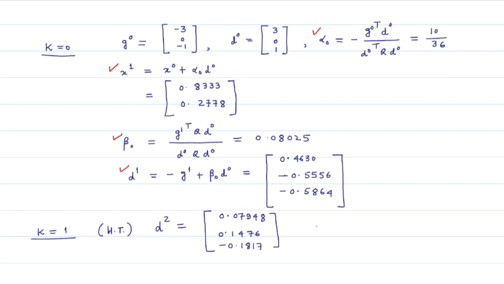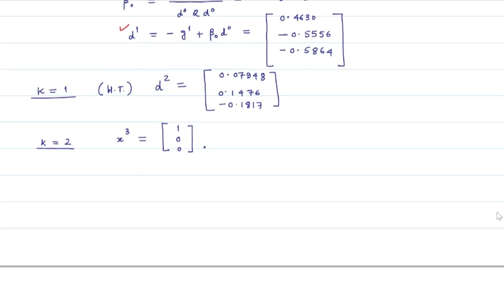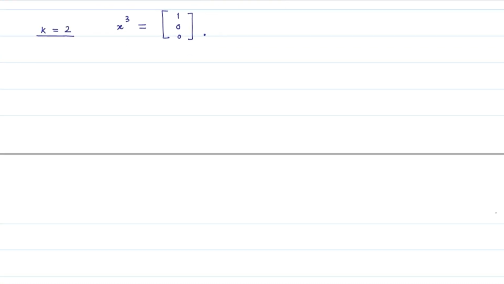this vector, and ultimately at the iteration k is equal to n minus 1, that is k is equal to 2 here for this problem, the vector x3 will be given by the vector 1, 0, 0. Please verify it, and this x3 is the minimizer of the given function f. Now next we go for discussing the conjugate gradient algorithm for non-quadratic problems.